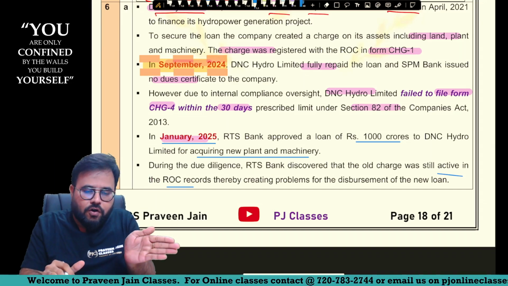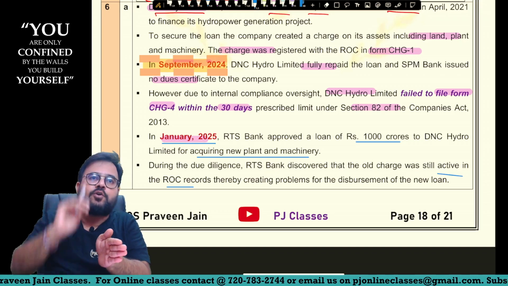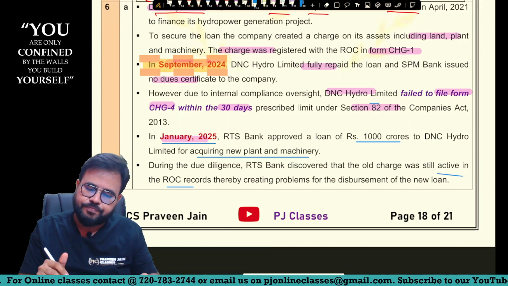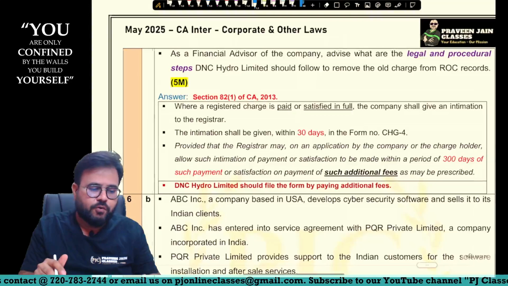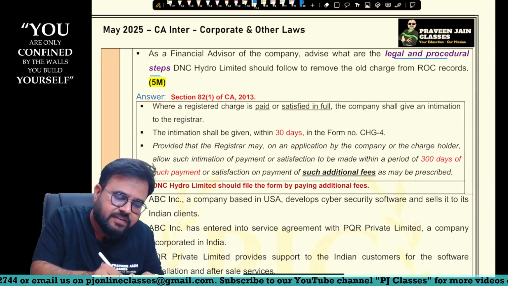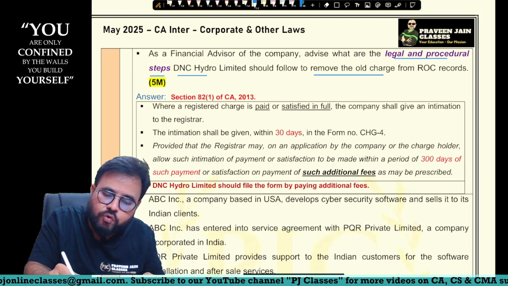So if at all satisfaction is over, company, it is your duty, go and intimate to whom? ROC. You did not do intimation under section 82, sir. And thereby it is creating a problem for disbursement of new loans. As a financial advisor of the company, advise the legal and procedural steps which DNC Hydro company has to follow to remove the old charge.